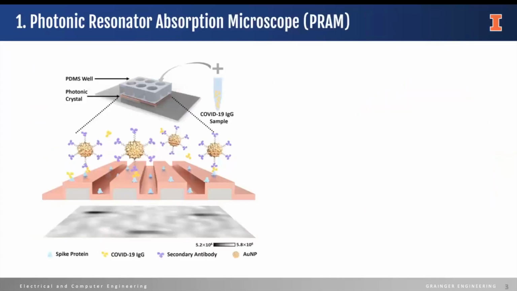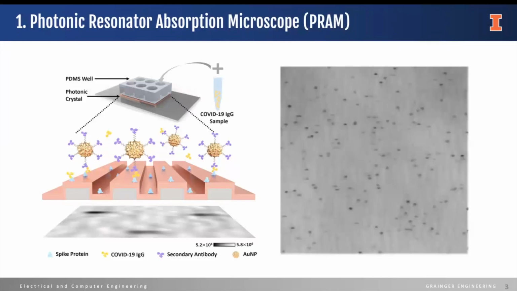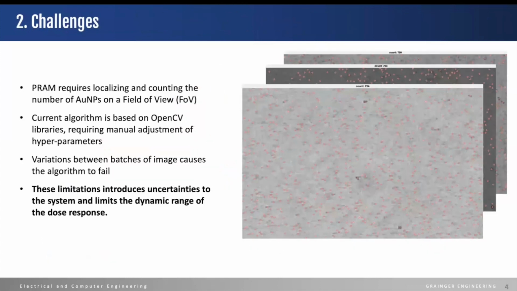So what is Photonic Resonator Observation Microscope, in short PREM? I won't talk about details about the PREM due to the time constraint. However, it is a microscope that can image single molecules. The example image is shown on the right-hand side, where the single dark spot represents a single gold nanoparticle, which corresponds to a single targeting molecule. The PREM requires localizing and counting the number of gold nanoparticles to generate what we call the dose response.